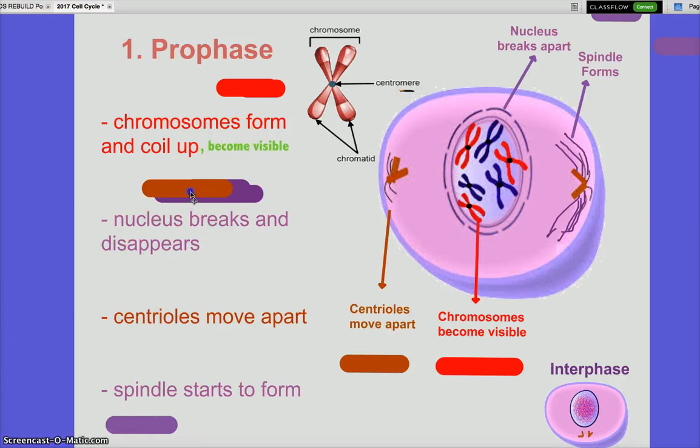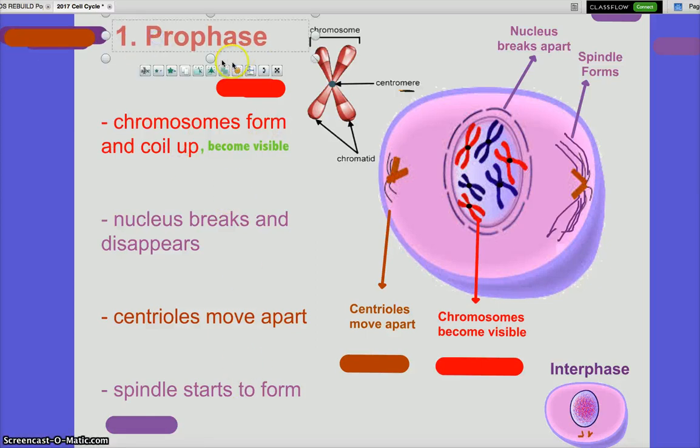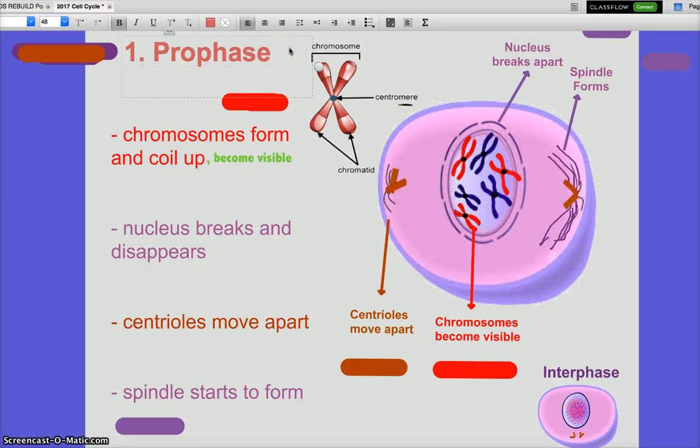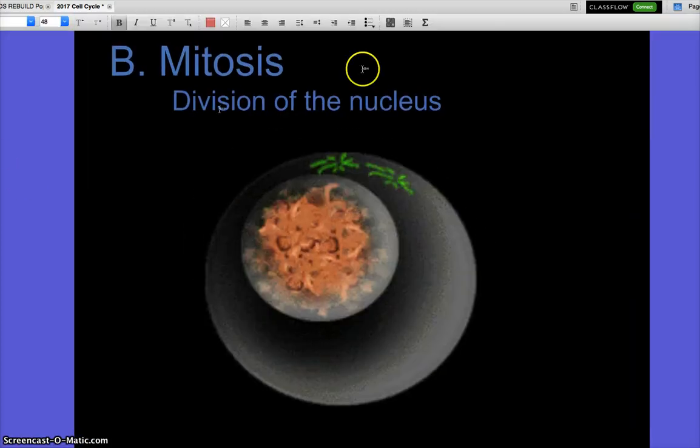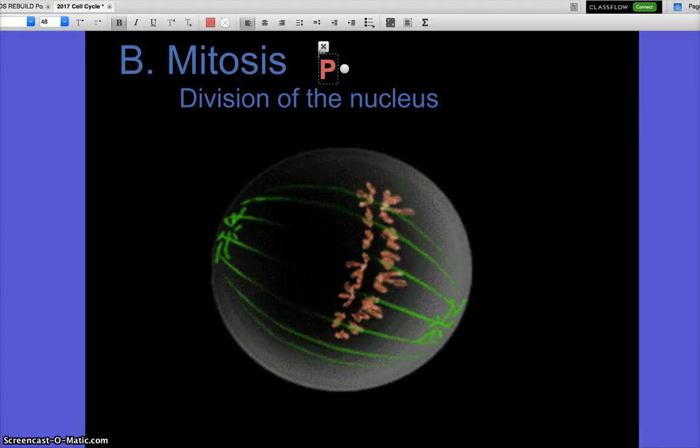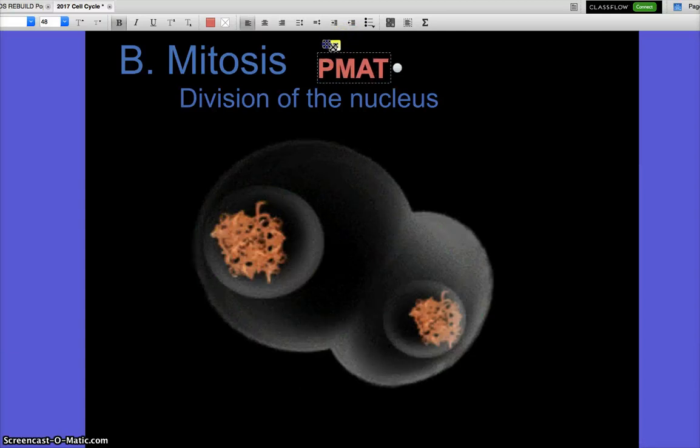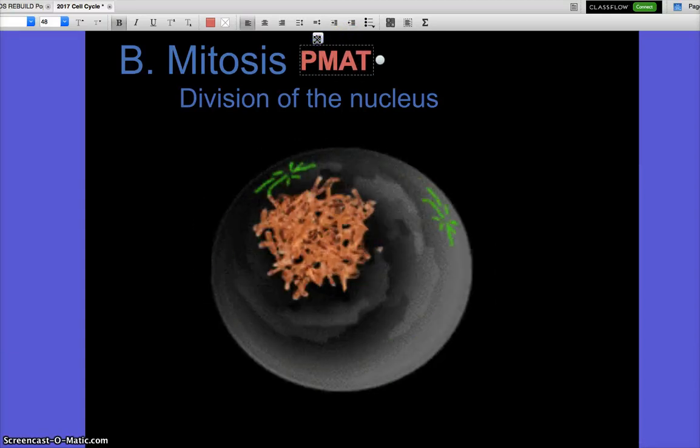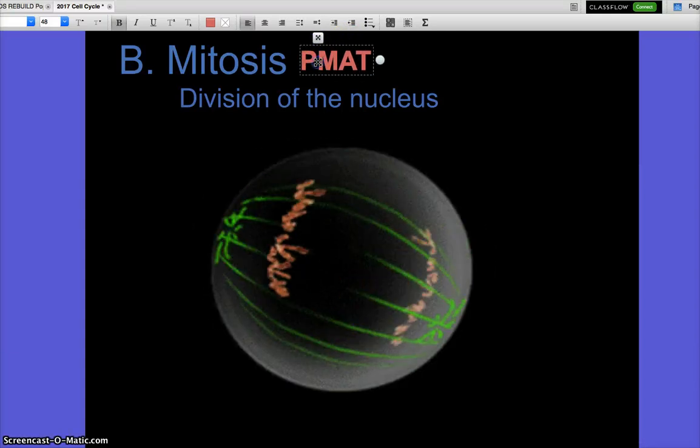So prophase is the first phase of mitosis, and it has 4 parts to it. So if it's easy for you to remember things like that, you can literally put here 4 parts, so you remember that you have to remember 4 things. Something I want you to do right here in this slide is write the word PMAT. Anybody know what PMAT is? I'm going to divide it like this.